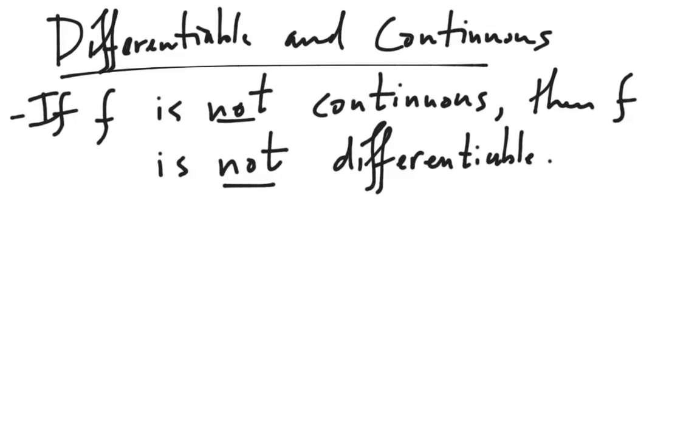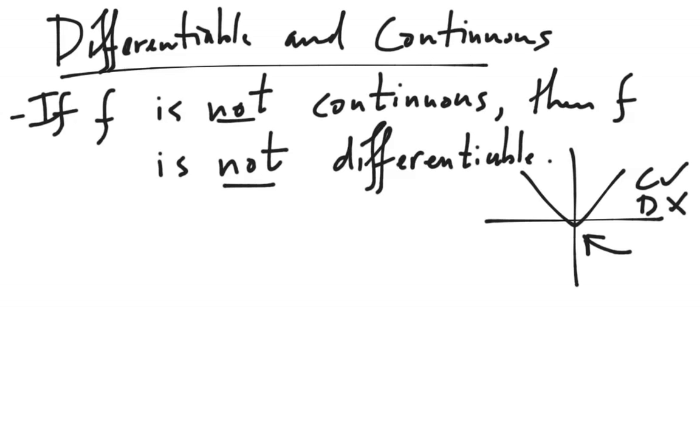The first one is that if f is not continuous, so if there's a jump or a gap or a vertical asymptote or a hole at a given point, then f cannot be differentiable at that point, because in order to be differentiable, f must be continuous at that point. So that's a pretty logical statement. Notice that it does not go the other way. We can't say that if f is not differentiable, then f is not continuous, because there are many examples where you can have a continuous function that is not differentiable, such as absolute value of x. Continuous, yes. Differentiable, no, at x equals 0. So you have to watch out for that.